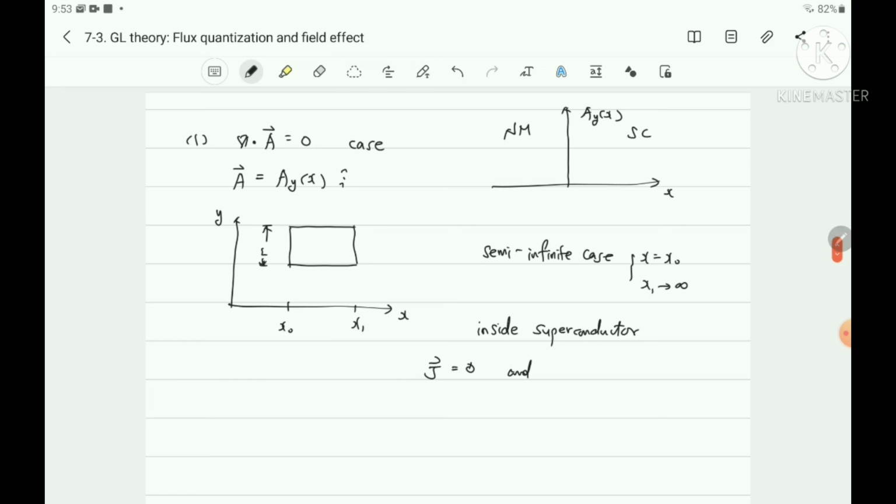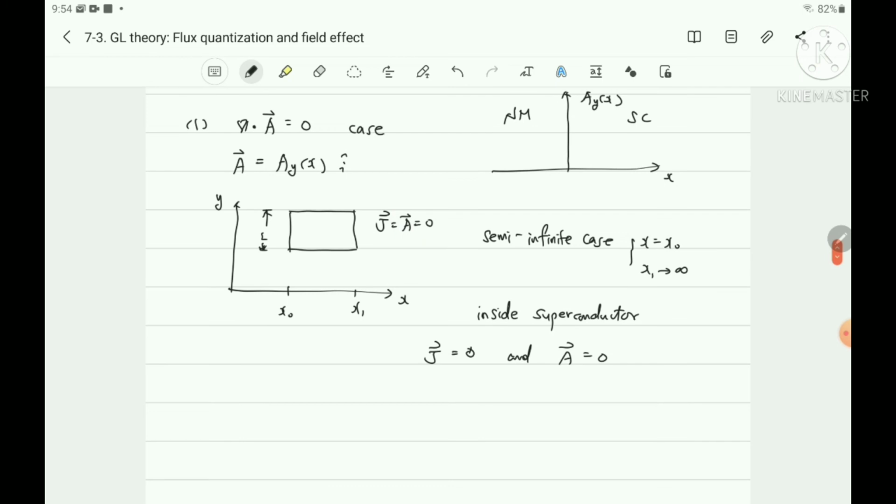Meissner state, which means that magnetic flux expands to the outside of superconducting materials, and therefore inside the superconductor the magnetic vector potential also equals 0. Here the J and the magnetic vector potential equal 0 inside a superconductor. And also this term and this term, this line contribution cancel with each other.